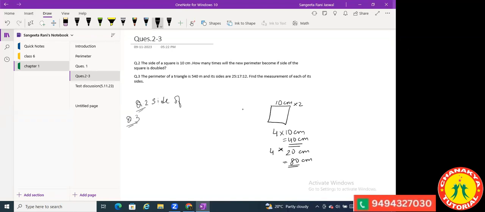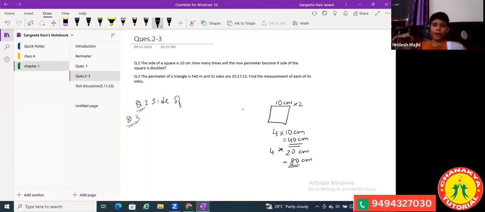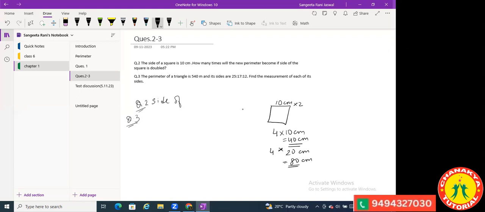So we have to write it, because the presentation of the work also matters. Side of square is 10 centimeters. Okay, please listen now. The presentation of the work also matters. These are statement sums. Statement sums should always be written in their solution. You must always write with the statement. Until you write the statement, you will not get the full marks.